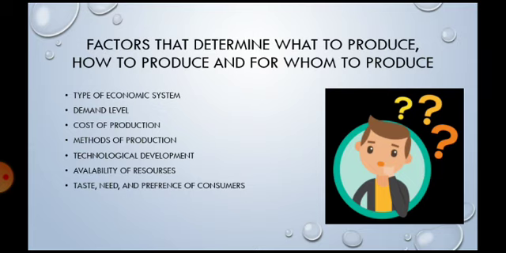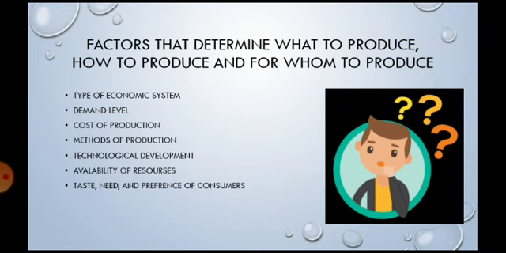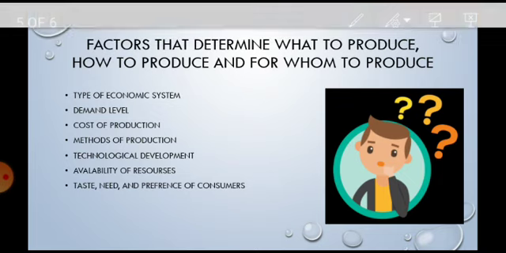Then another point is taste, needs, and preference of consumer. This is very paramount. It determines what to produce and how to produce it. In taking a decision on what to produce and what quantity, the taste, needs, and preference of the consumer should be considered. The focus of any organization is to determine what to produce to meet the needs and wants of the consumer.